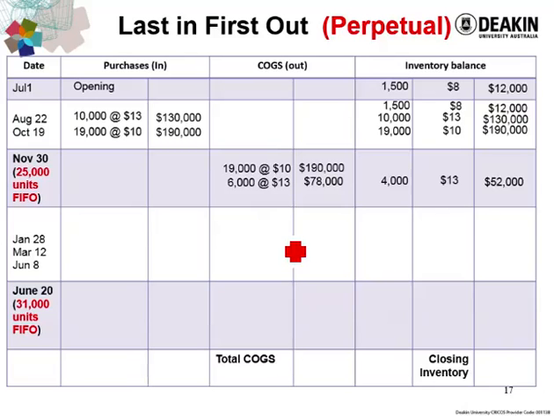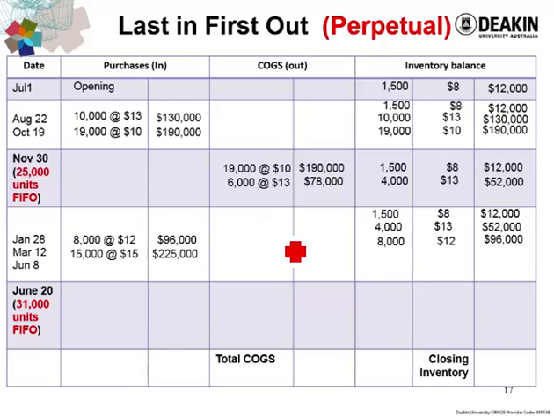This will leave us with 1,500 units at $8 each and 4,500 units at $13 each. And the earliest purchase inventory will become our running balance. Then, on 28th January, 12th of March and 8th of June, we make another 3 purchases with 8,000 units at $12 each, 15,000 units at $15 each, and 6,000 units at $13 each. This will leave us with 5 lines of running balance for the inventory.